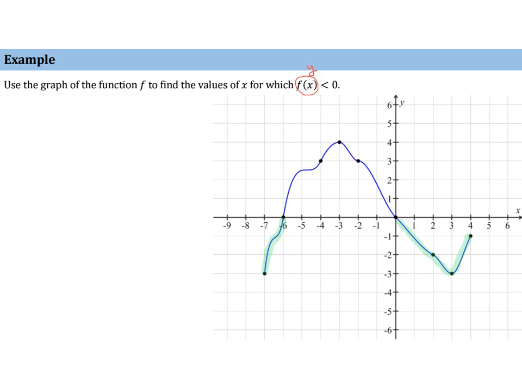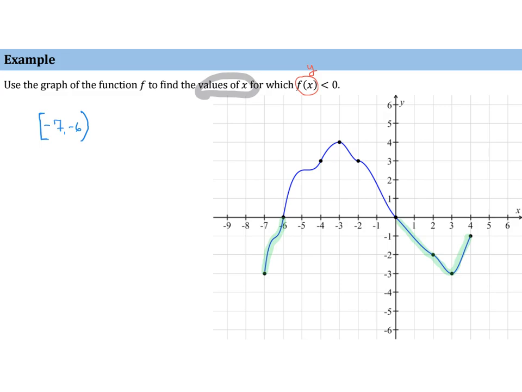So what are the values of x for which that happens? So notice the values of x are found on the x-axis. So at -6, our y value is equal to 0, but to the left of -6, between -7 and -6, our y value is negative. So -7 to -6. What about -7 itself? Is y less than 0 there? Yes. But -6, it's not.